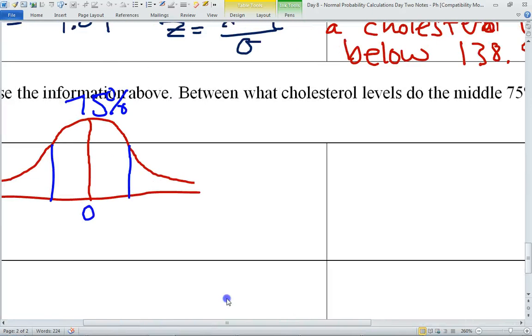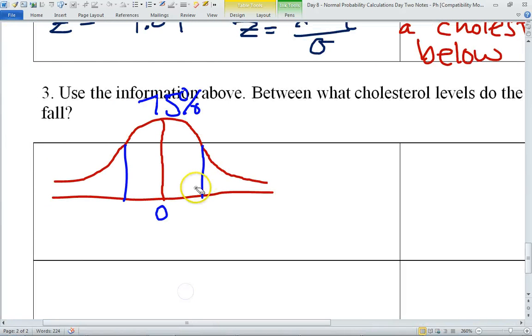Alright, to help me visualize this, I've drawn myself a little picture. Let's say this is a middle 75%. I'm trying to find the values. And I'm starting with z-scores and working my way backwards. Anytime I'm starting with a percent, I'm going to start with the chart, turn that into z-scores, and then turn those back into actual cholesterol levels.